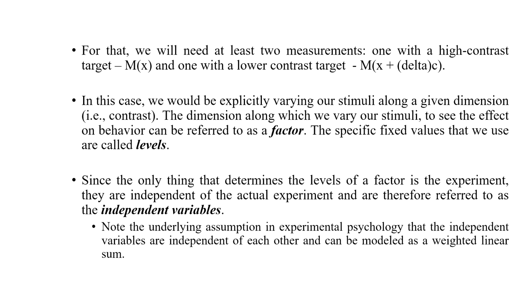So, we will need at least two measurements, let us say one with a high contrast target m of x and one with a lower contrast target m of x plus this delta c. This delta is basically the difference between the contrast on the first target and the contrast on the second target. In this case, we are explicitly varying our stimuli along a given dimension, and we are getting the effect on b of x of this variance in the dimension.